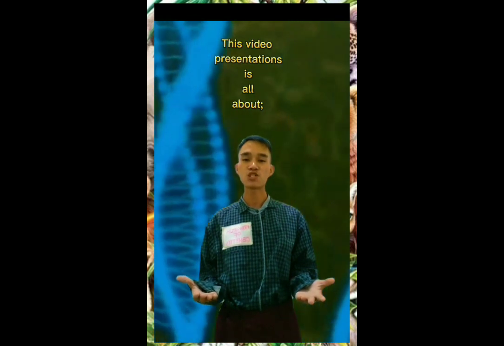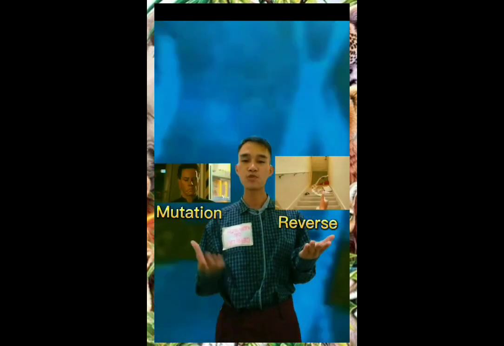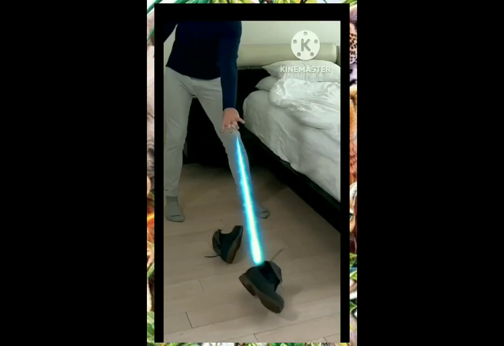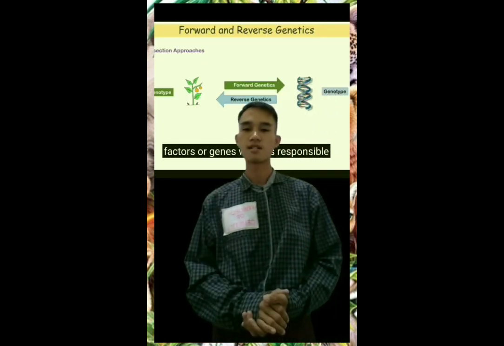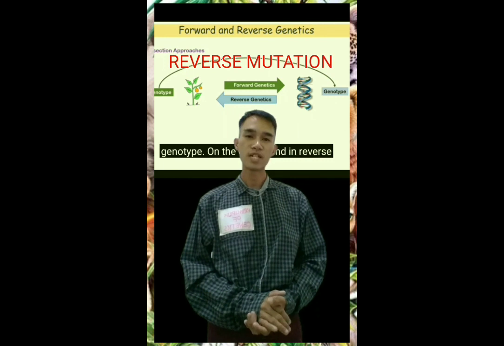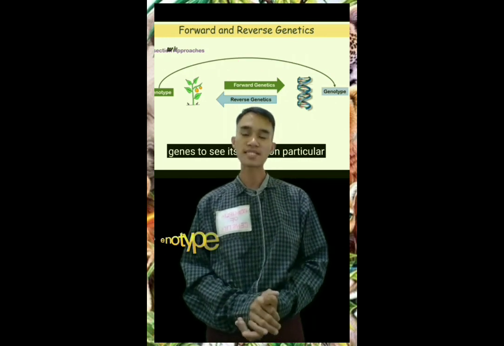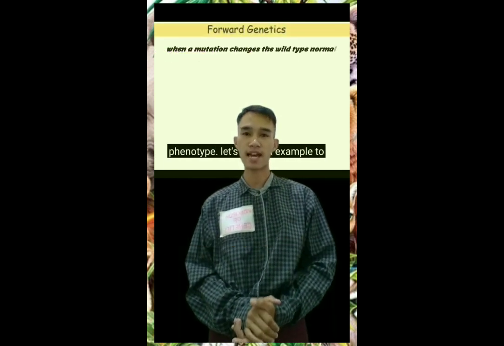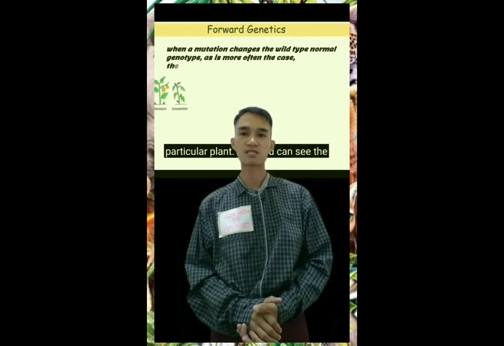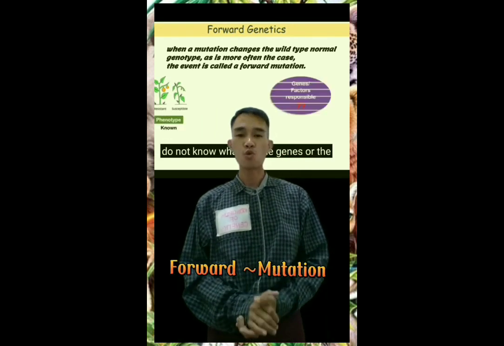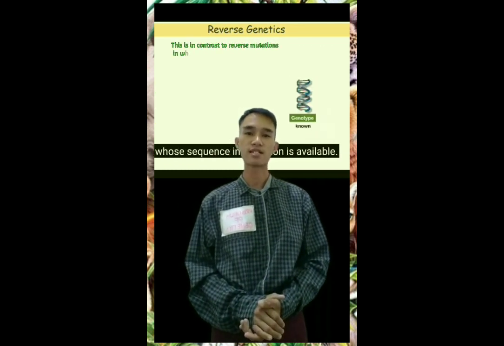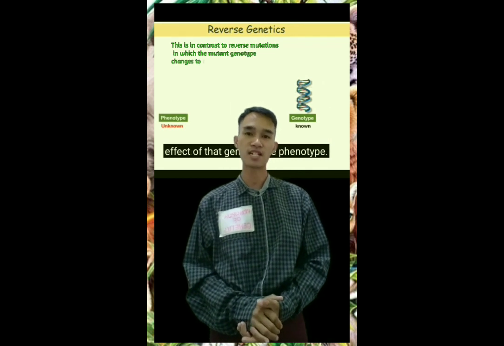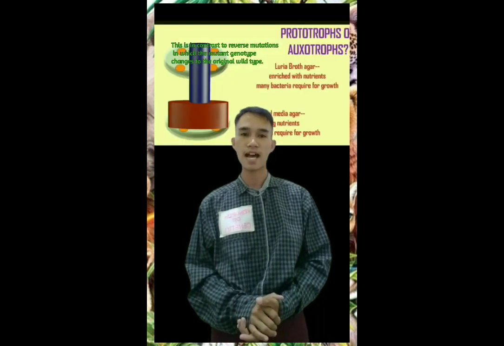This video presentation is all about reverse mutation. When a mutation changes the wild-type normal genotype to a mutant type, as is more often the case, the event is called forward mutation. This is in contrast to reverse mutation, in which the mutant genotype changes to the original wild type.